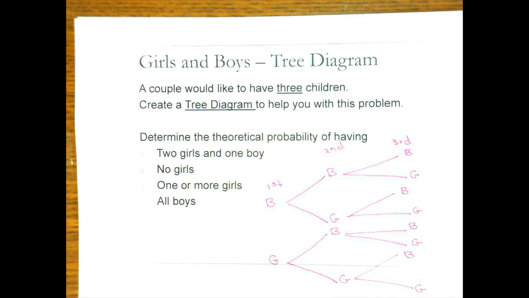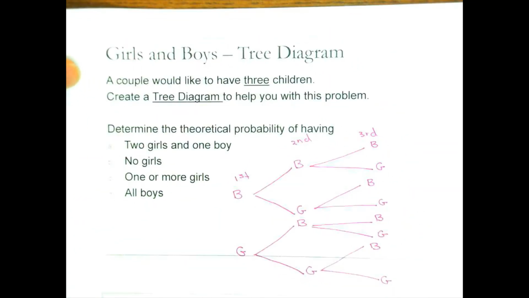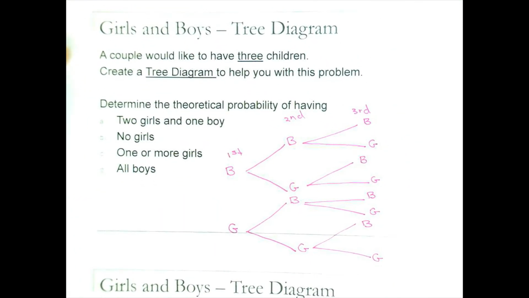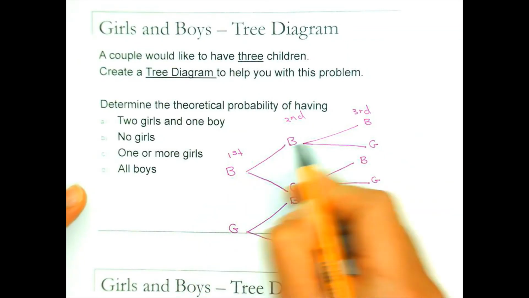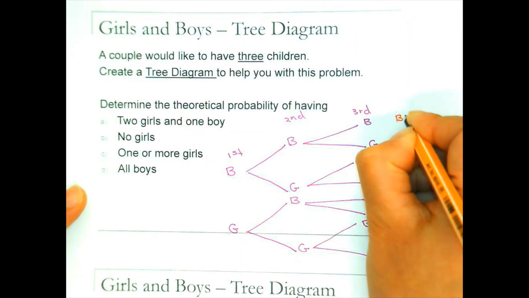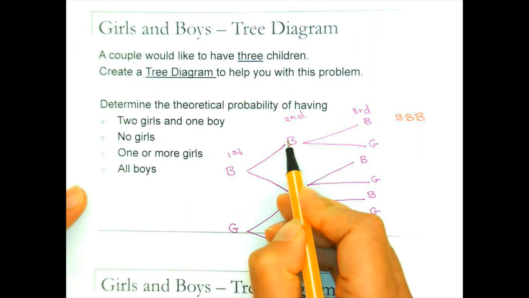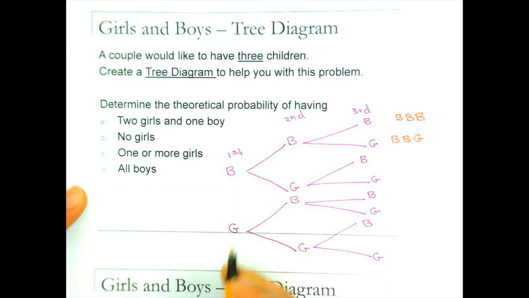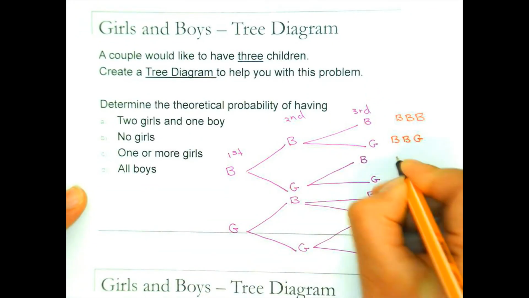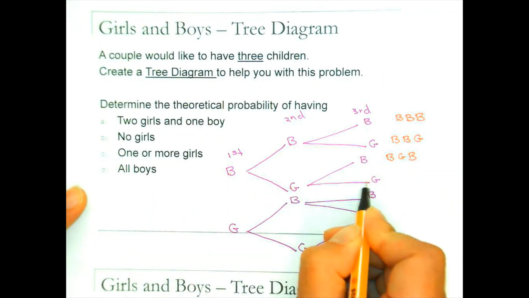Now, for these kinds of examples, it's very helpful if you write all the possibilities here at the side. So the first option is they can have a boy, boy, boy. Or they can have boy, boy, and a girl. They can have a boy, a girl, and a boy. Or boy, girl, girl.